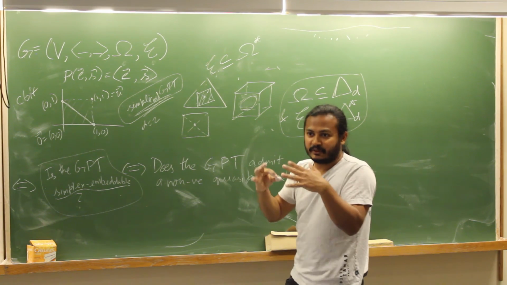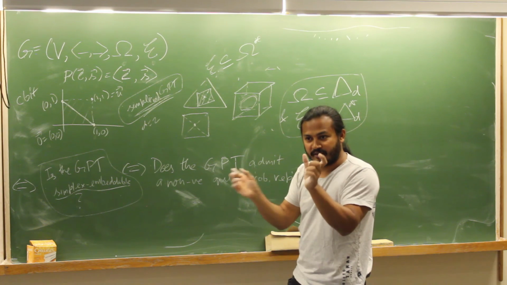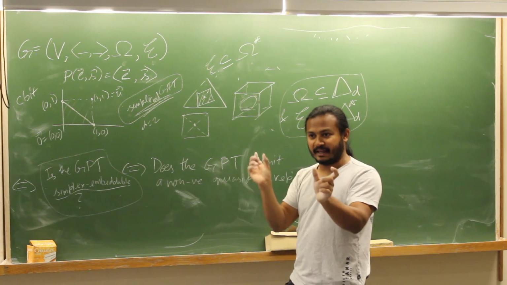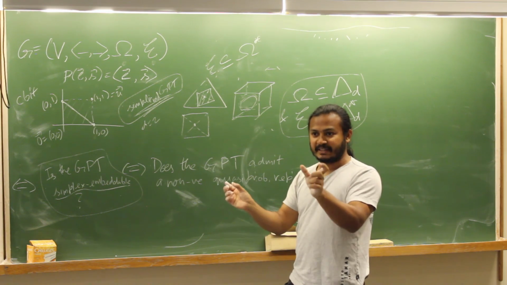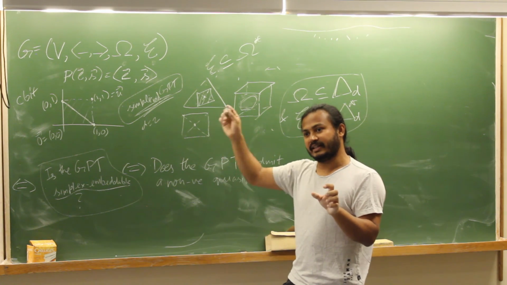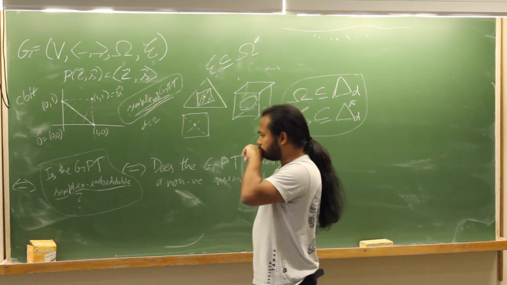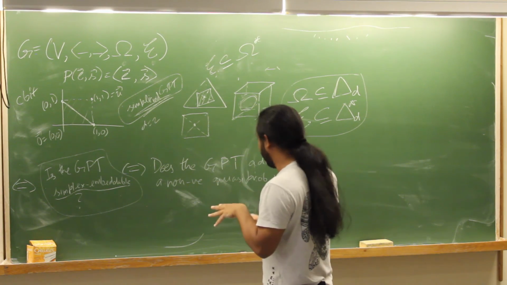So if I just said this for the state space, it's kind of a trivial constraint because you can always do that. But it's non-trivial when you ask it both for the state and the effect space. So the state space has to be embedded inside the simplex, and the effect space has to be embedded inside the dual of that simplex. Okay, and that's kind of roughly where I wanted to get to.